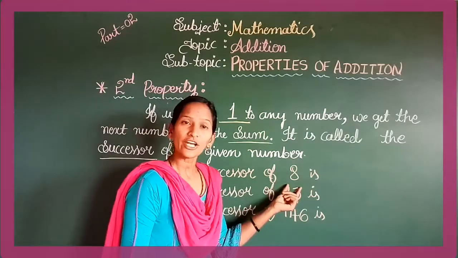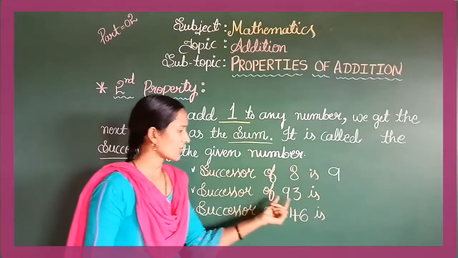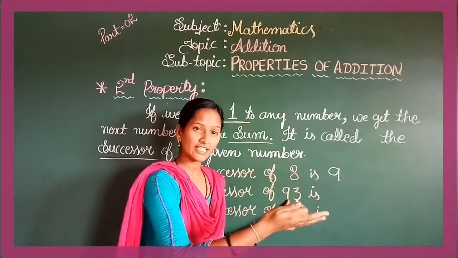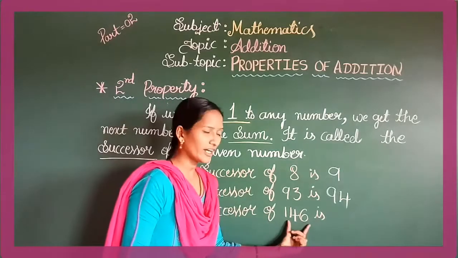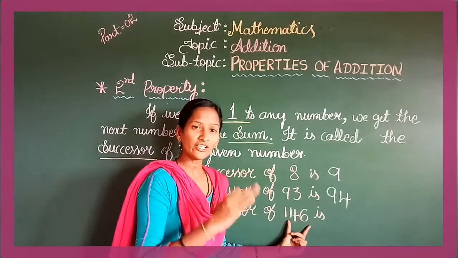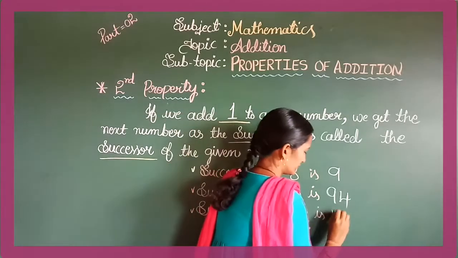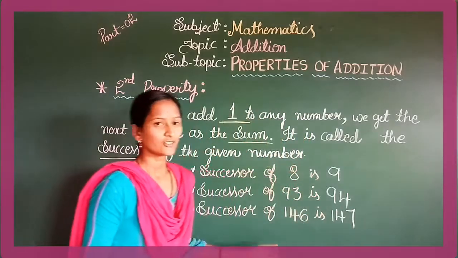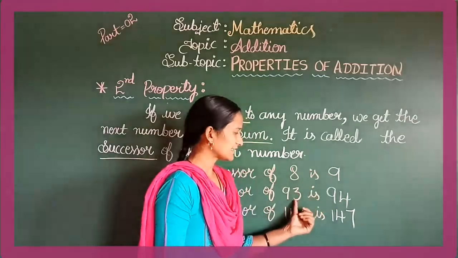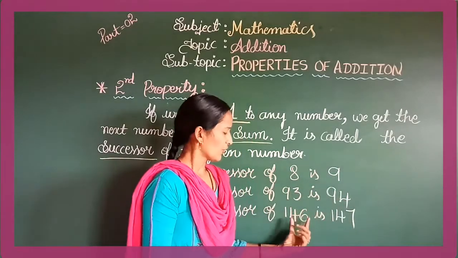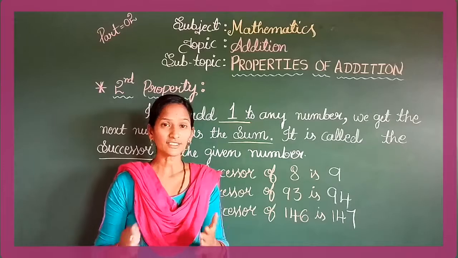The successor of 8: the number after 8 is 9. The number after 146 is 147. Right? So this is the second property. So now look here, 8 plus 1 is 9. 93 plus 1 is 94. 146 plus 1 is 147. This is the second property.